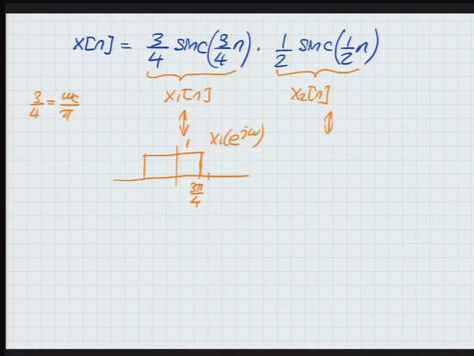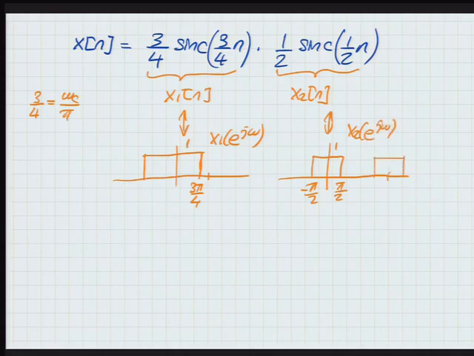And for x2, you have the same thing. What is the cutoff frequency now? Pi/2. Okay, so that's x2 of e to the j omega. And of course, these guys repeat themselves.